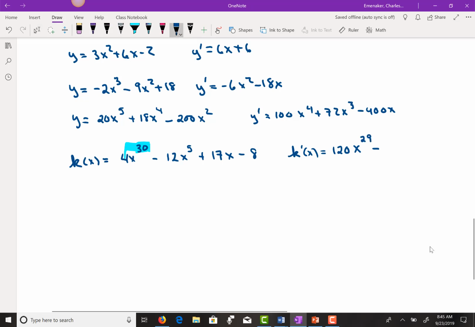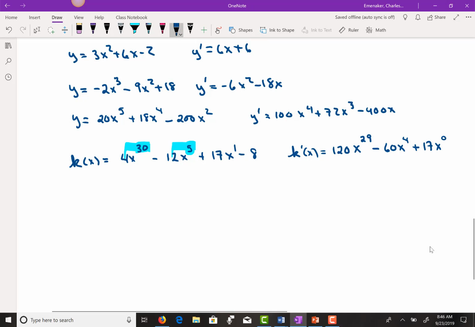Minus. We're going to play the same game here. We're going to take the exponent times whatever the coefficient is. 12 times 5? 60. X, you subtract 1 from whatever the exponent is, 4. Plus, see that 17x? What is the exponent on the x? 1. Yeah. So we're going to take the 1 times 17, which is going to give us 17, and we're going to get x to the what power?